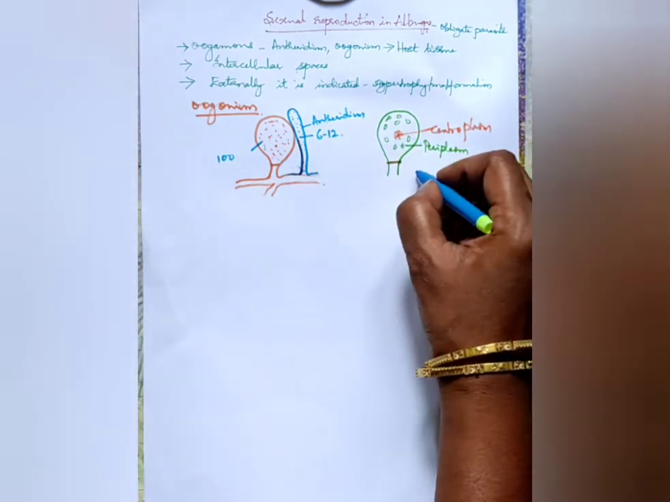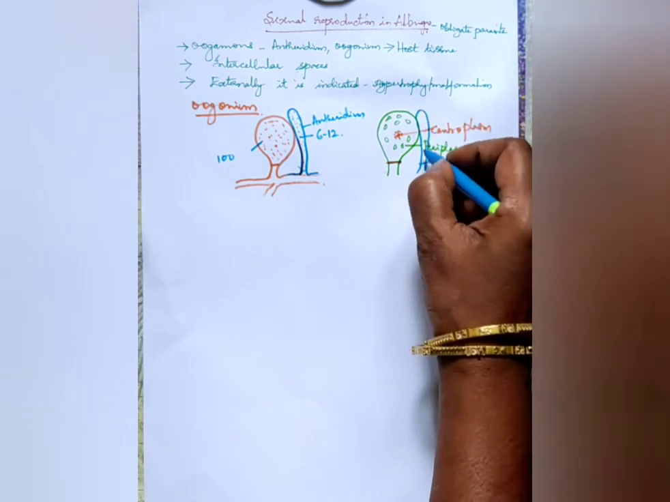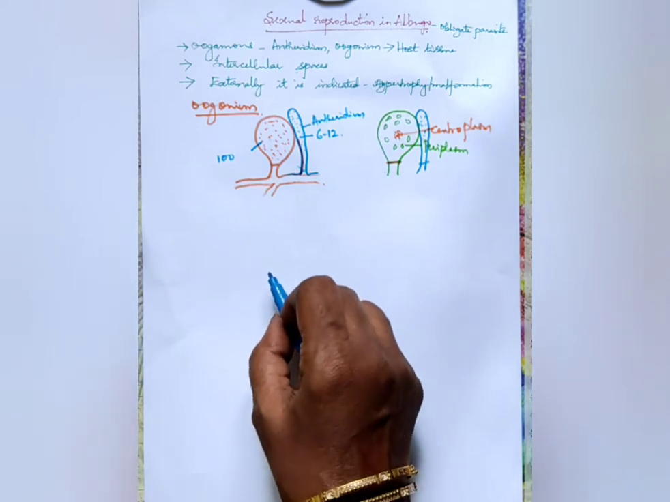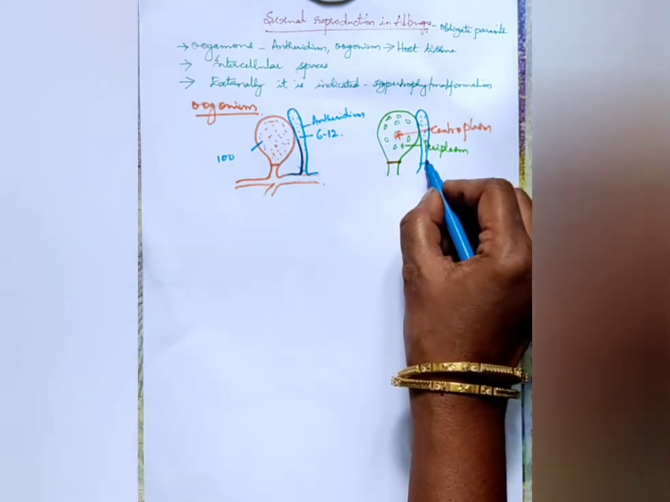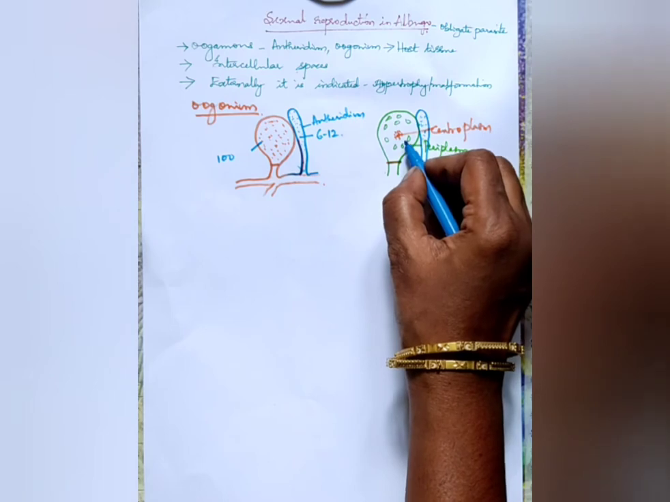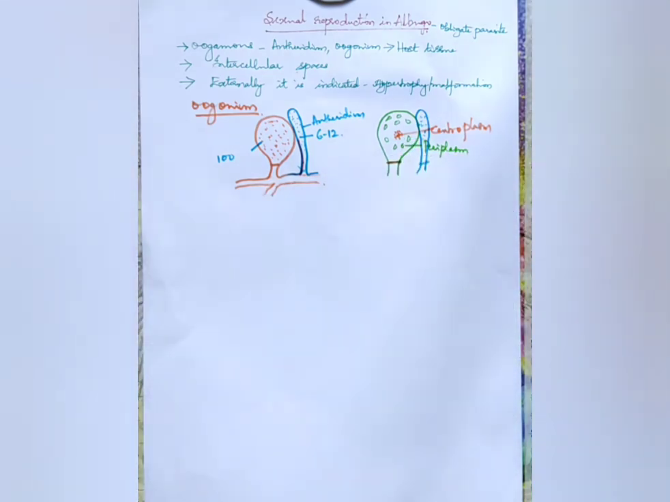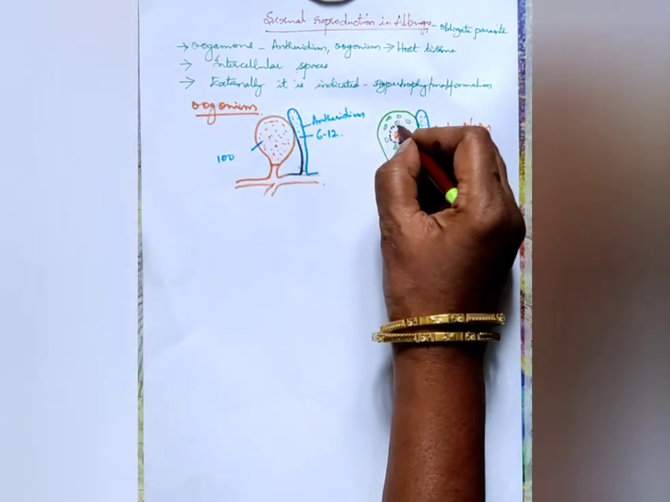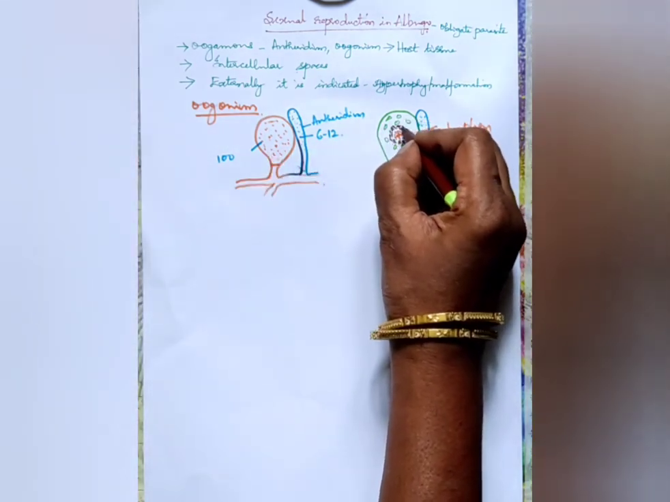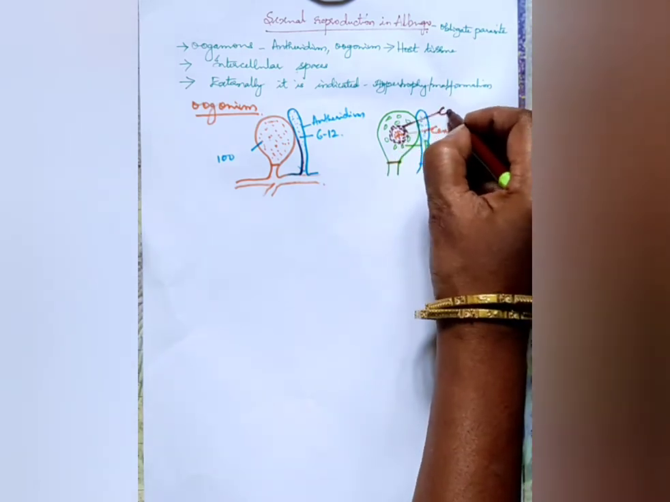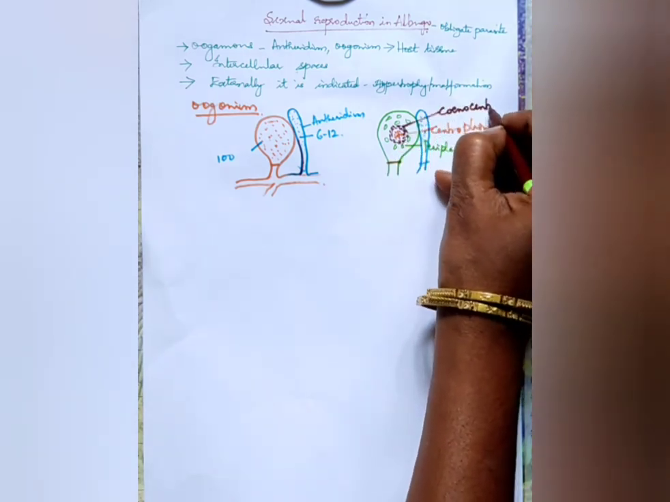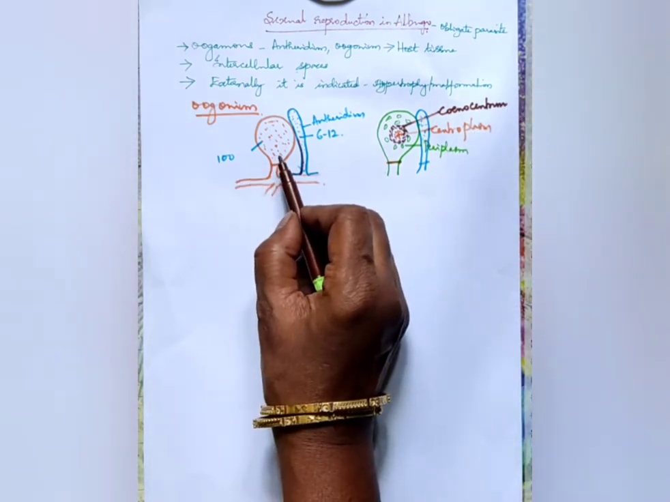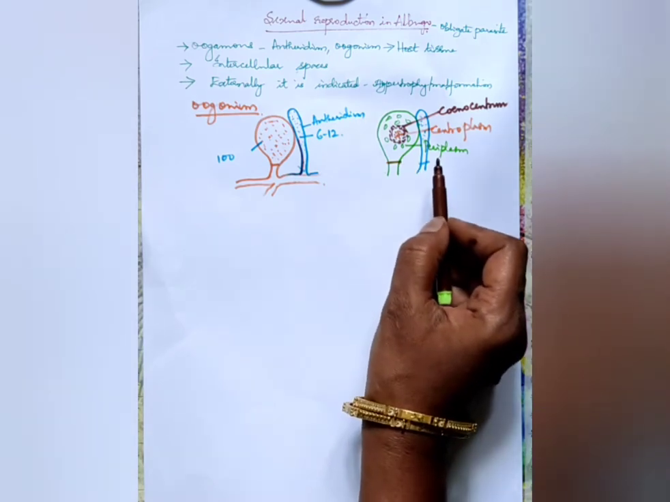By the side of the oogonium you see the antheridium, which consists of 6 to 12 nuclei. When this antheridium comes in contact with the oogonium, a dark, dense structure arises in the middle, and this is called the coenocentrum. So this is about the formation of the oogonium and the antheridium.